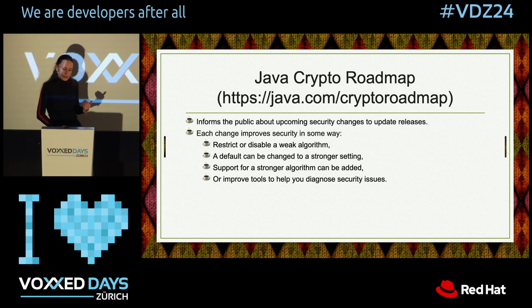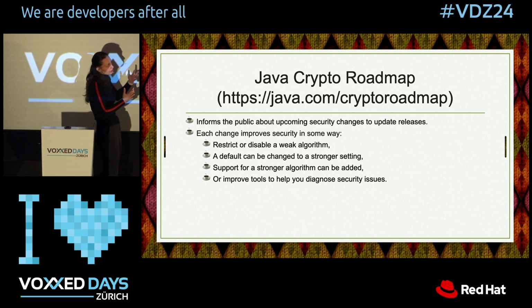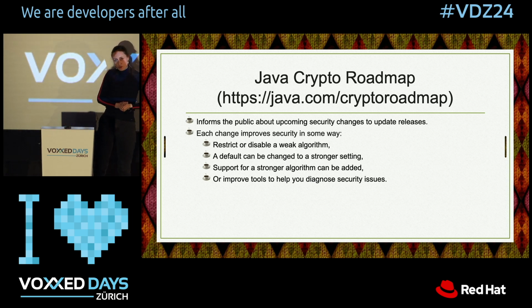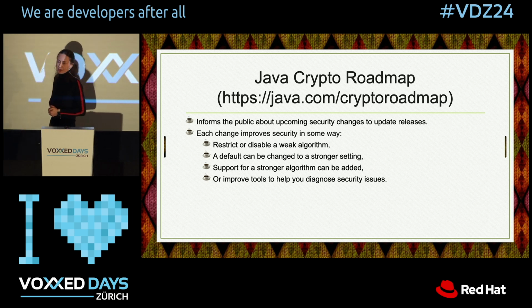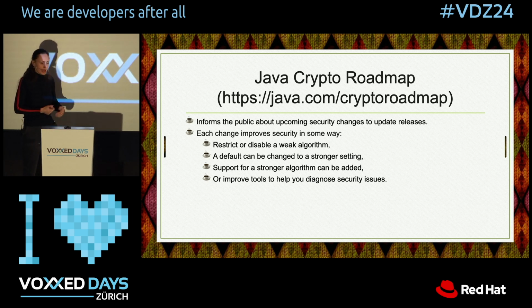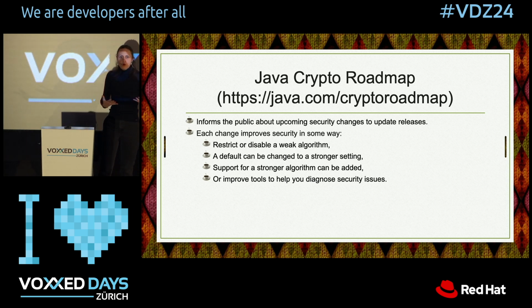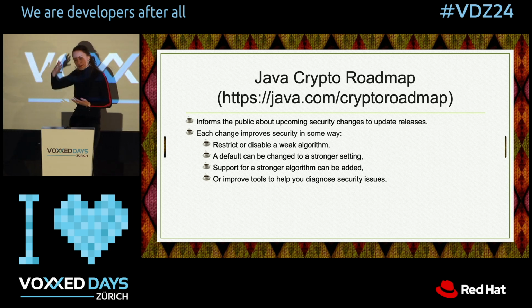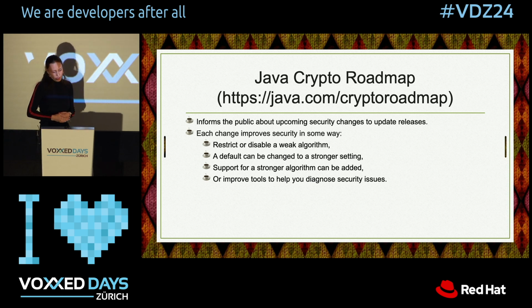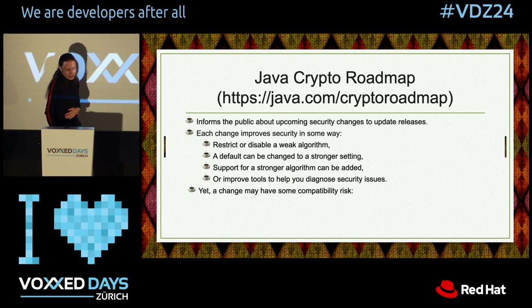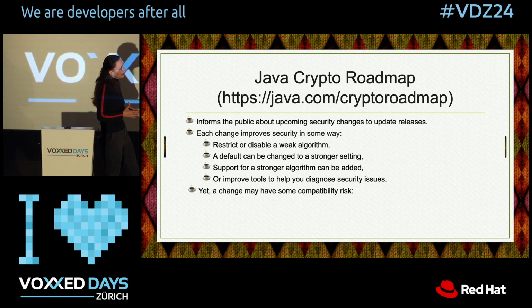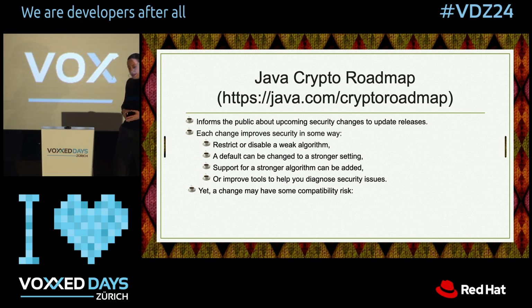Everything is documented there. All these changes that I talked about, you're going to see that many of them are captured in the Java crypto roadmap, including the one about SHA-1 jars. And because these changes can be evolved throughout multiple releases, you can see a detailed log on how those evolved.